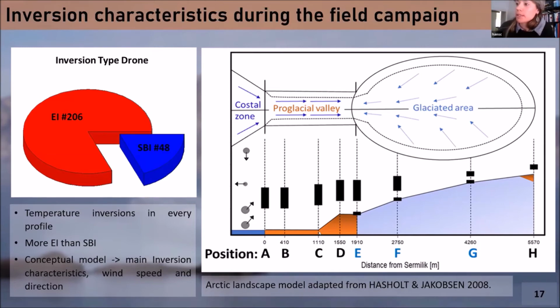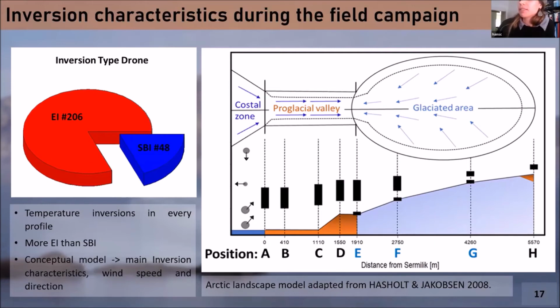The profiles close to the sea showed mainly elevated inversions. It's because of the influence from the sea, because the sea breeze brings the cold air into the valley and pushes up the warm air. So we have the elevated inversions here. And on the glacier, we observed mainly surface-based inversions. It is because of the glacier cooling, because ice or snow cannot be warmer than 0 degrees Celsius, so we have an increase in temperature on the glacier.